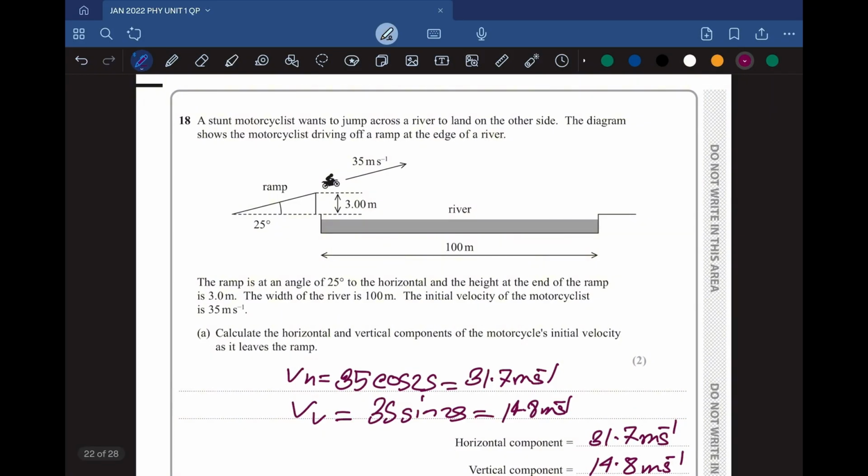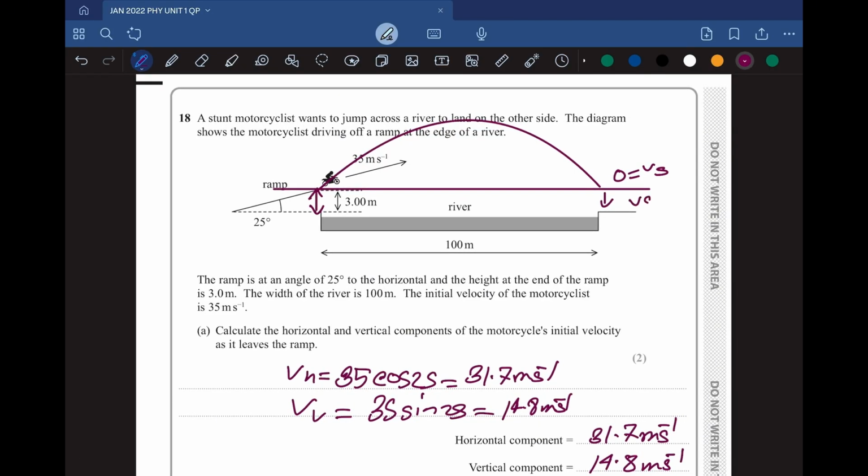Now we know it was 3 meter above the river, right? The motorcycle was launched 3 meter above the river. So it will go up and come down to this position. It will have a vertical displacement of 0. Vertical displacement of 0.